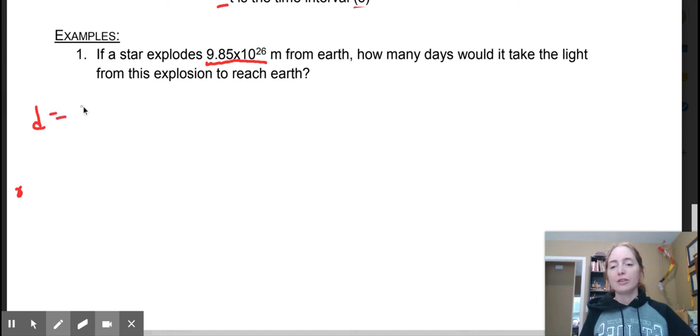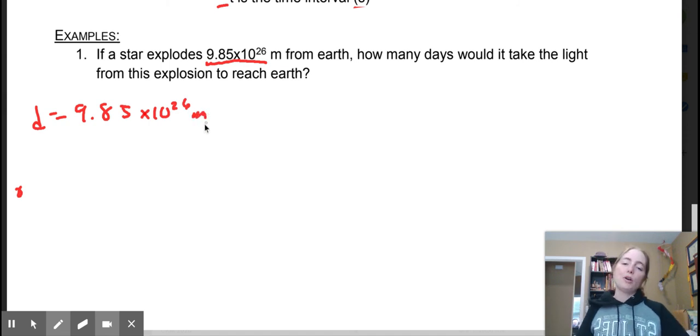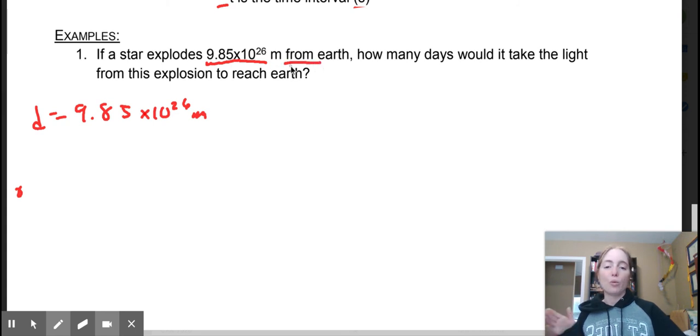So you have our distance of 9.85 times 10 to the power of 26 meters. One thing to watch out for, ladies and gentlemen, is notice that your wavelength and your distance are going to have the same units. So you have to be very, very cautious about that and pay attention to how the question is worded. So this many meters away from Earth, well, that's distance. You're not going to have a wavelength of that size. How many days would it take the light from this star to reach Earth?